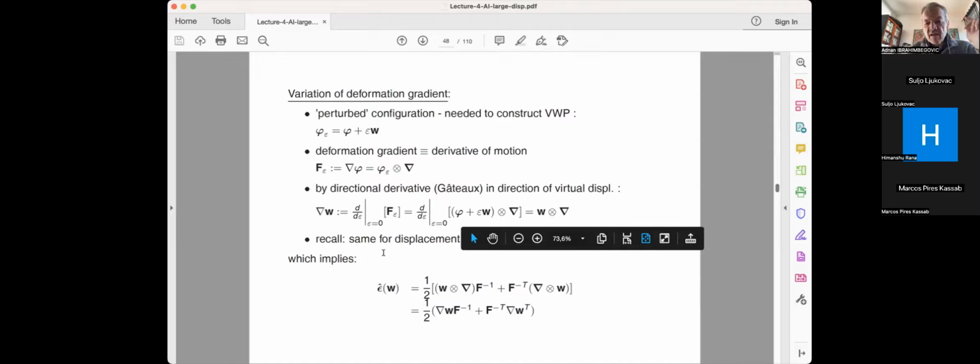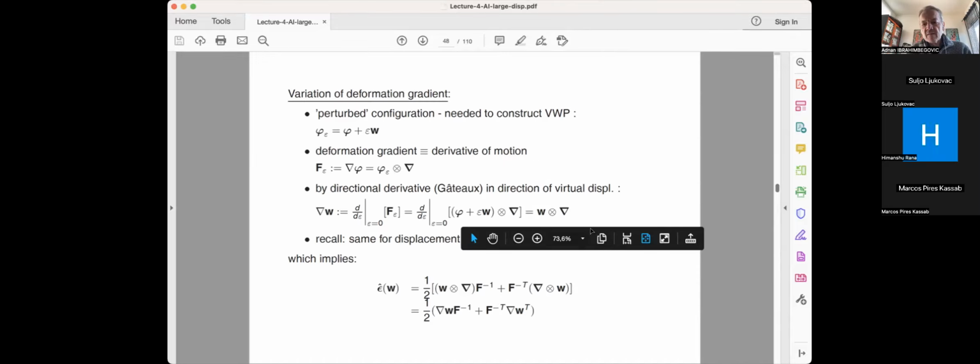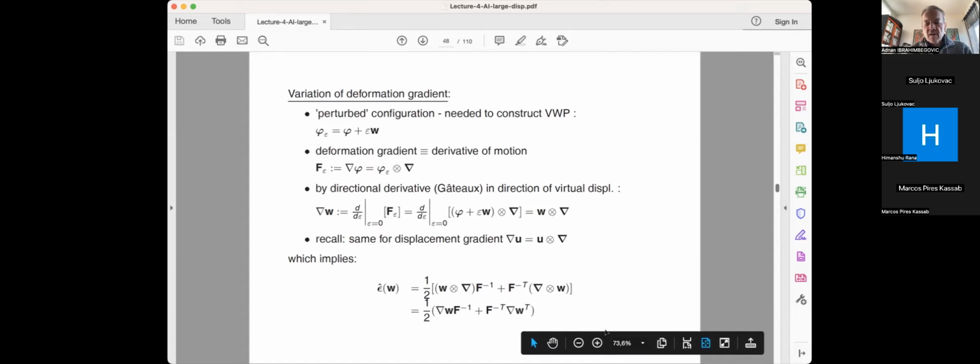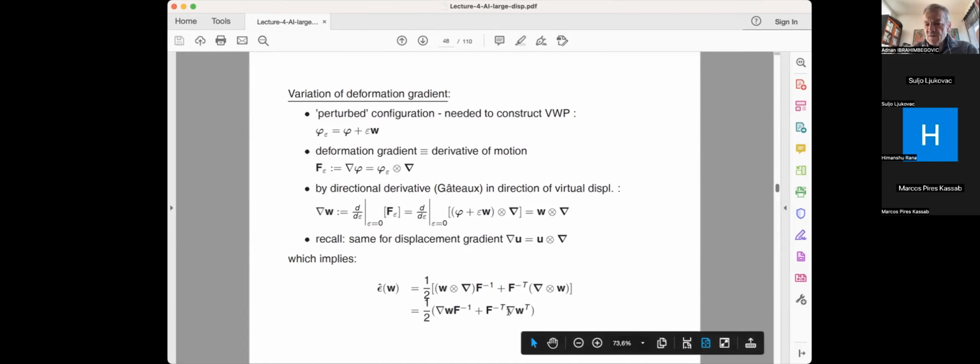So basically, from this equation here, which I already had, I can obtain, this one bothers me here, I can obtain that this could be written as ∇w, which is a virtual displacement gradient expressed now in the initial configuration, times F^{-1}, plus F^{-T} times ∇w transposed.